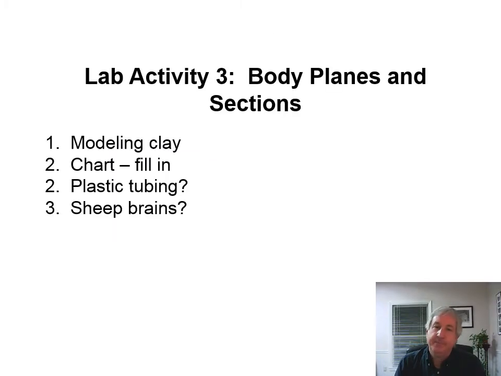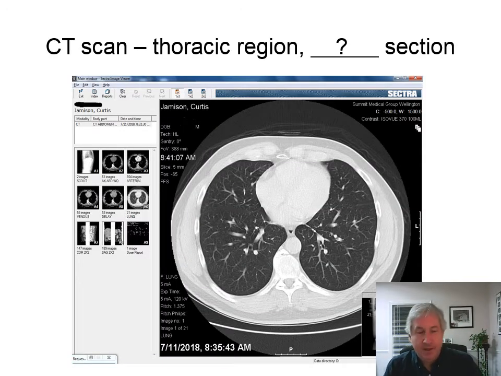Okay, so next slide. In the lab we do body plans and sections. We might do some modeling clay and put things together, and there's a chart to fill in. Also, we used to do some plastic tubing. We'd cut those up, and you can see longitudinal sections versus transverse sections, all those things. We also used to do sheep brains. I don't think we're going to do those this semester. We'll do some other dissections later on that are a lot of fun. All right, next slide.